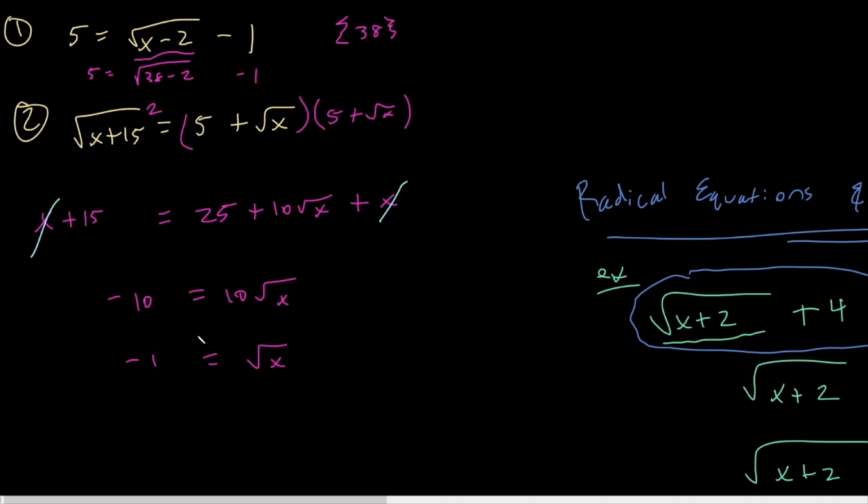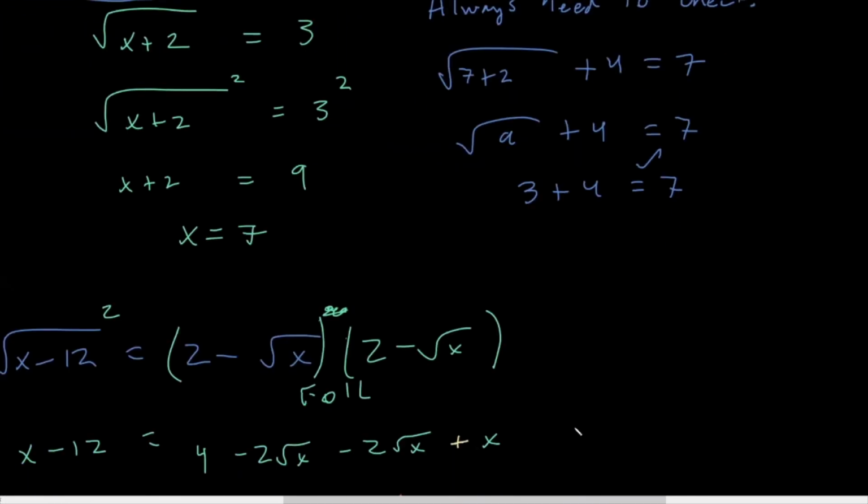Also, you don't have to wait until it's completely isolated to square it. You can square it here, so you would get positive 100 equals 100x, so x equals 1. So you can save yourself a step or just divide by the 10. It's not a big deal. Okay, let's continue. I guess we'll go down this way.